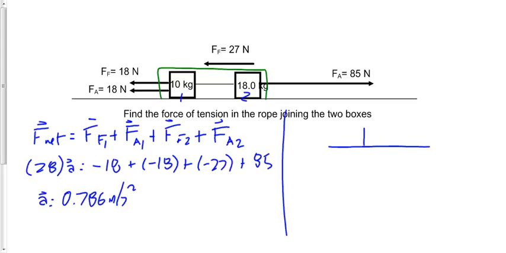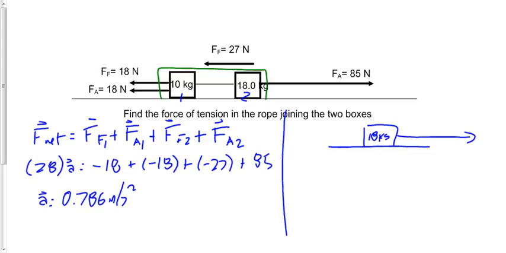We have an 18 kilogram object. How many people picked the one on the right, by the way, the 18? Okay, how many people picked the other one, the 10? Okay, about 50-50. That's fine. Doesn't matter. Okay, the only difference is the direction of the force we're going to get. I'm going to end up getting a negative force. If you pick the other object, you're going to end up getting a positive force. Should be the same value, though.